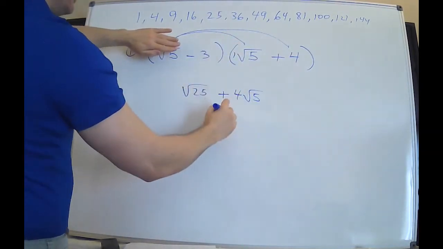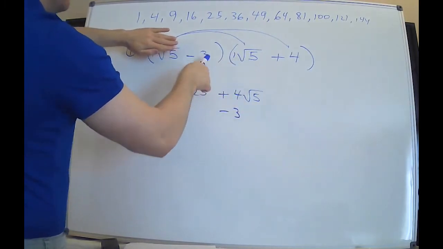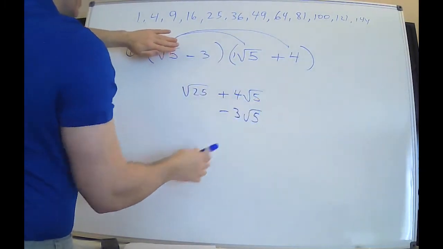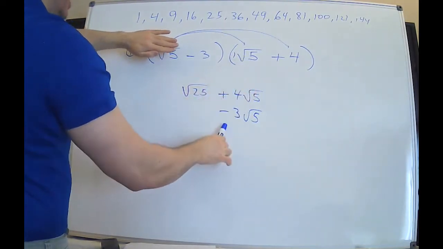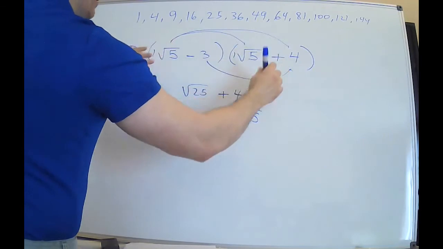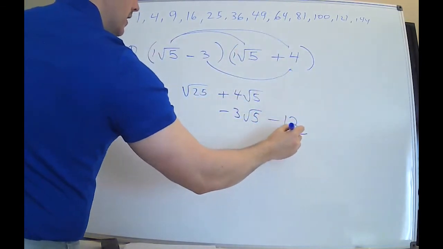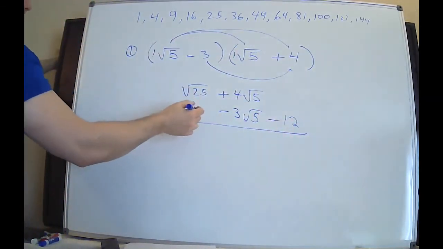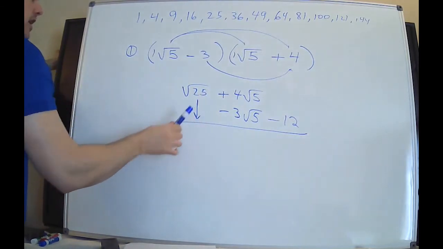Negative 3 times 1 is negative 3. What about the radical 5? It goes along for the ride, right? Negative 3 times radical 5 is negative 3 radical 5s. Now, the very last, negative 3 times 4 is negative 12. Now I've got to combine them. Oh, I can't combine them yet. I still have a guy in jail.